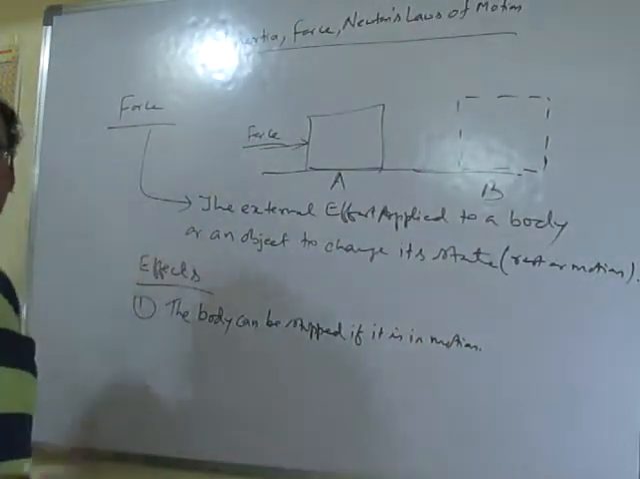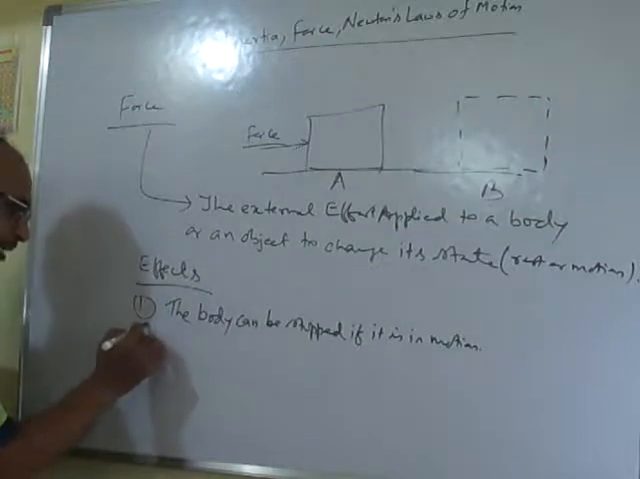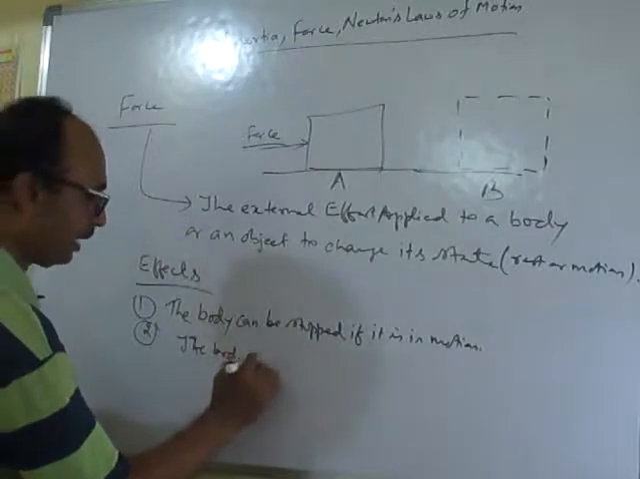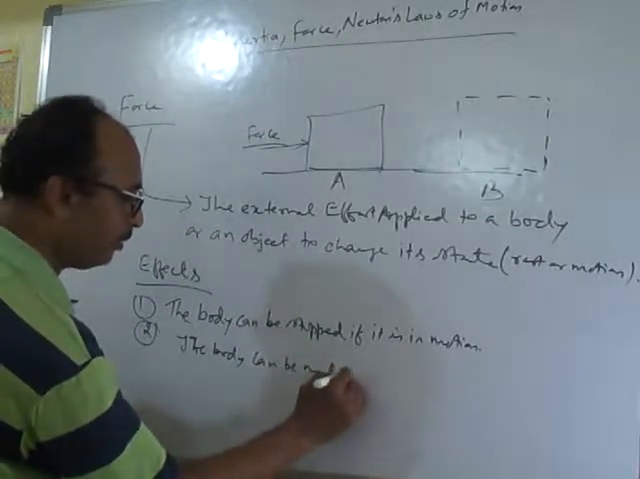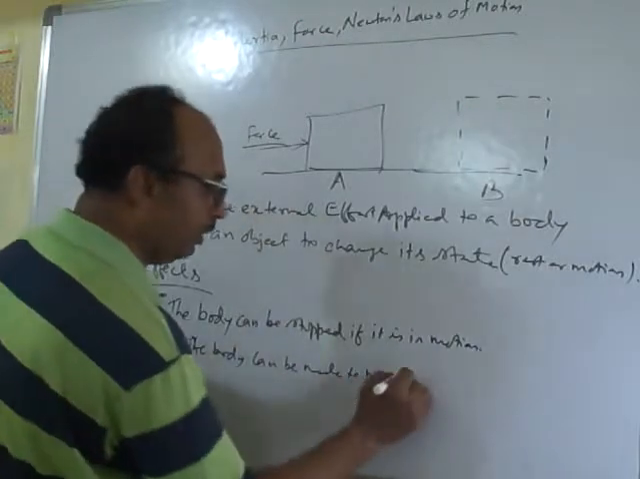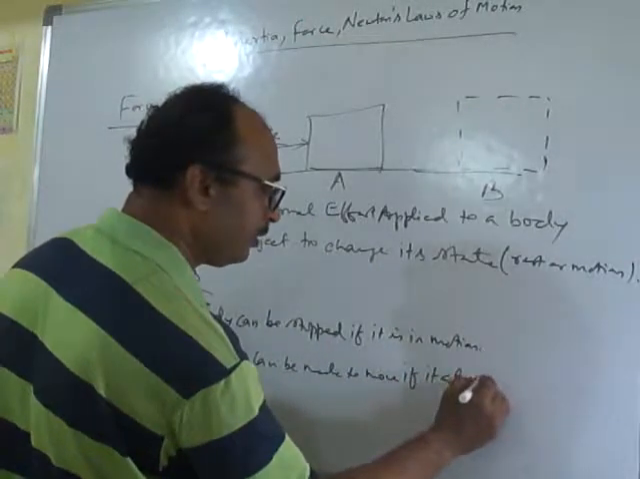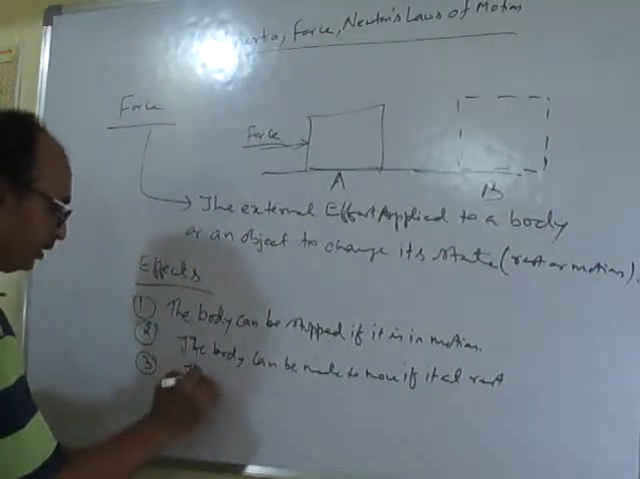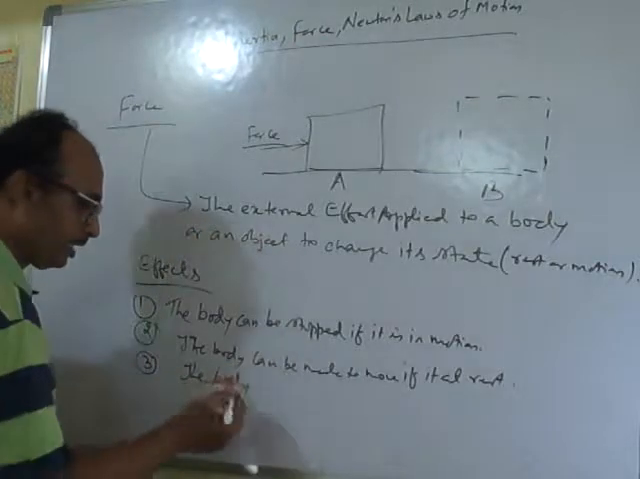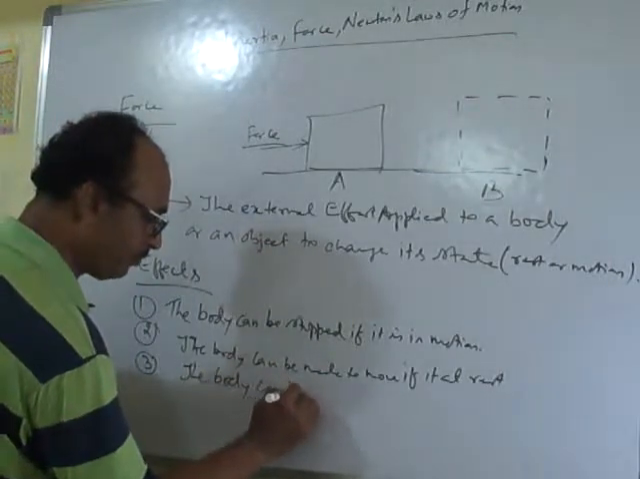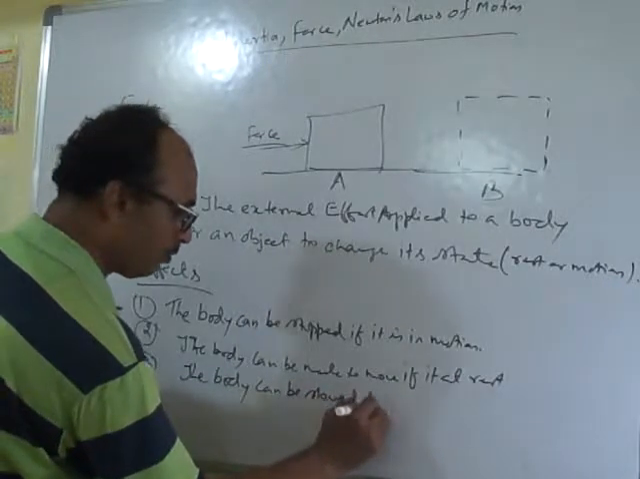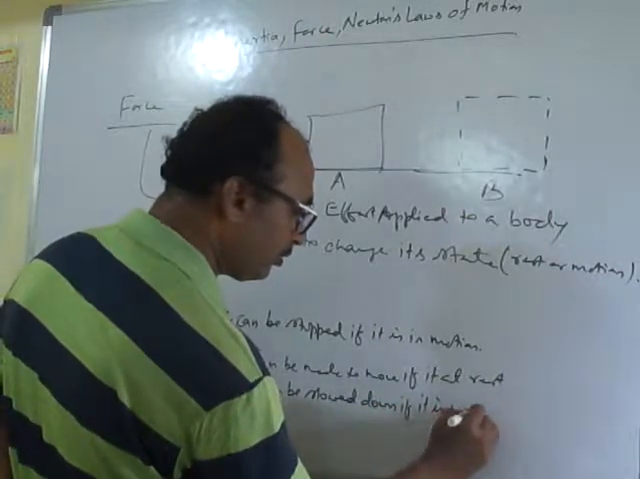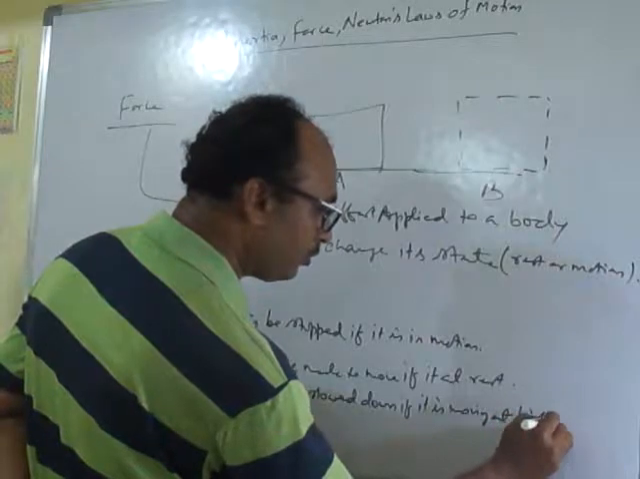The body can be stopped if it is in motion. Second, the body can be made to move if it is at rest. Then the body can be slowed down if it is moving at higher speed.